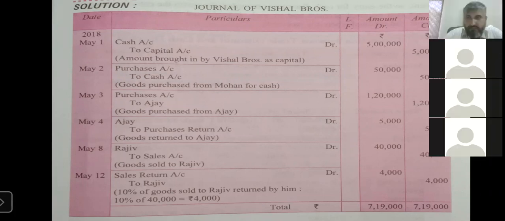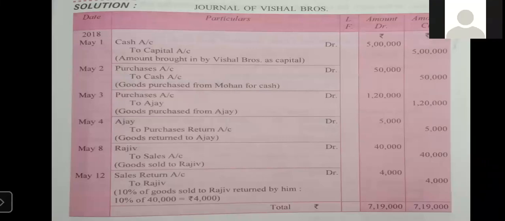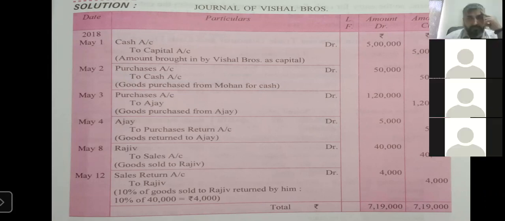Next is May 8. Rajiv account debit to sales account. Narration goods sold to Rajiv. Amount debit is 40,000 and amount credit is 40,000. Last is May 12. Journal entry sales return account debit to Rajiv account because 10% of goods sold to Rajiv were returned by him. 10% of 40,000 is 4,000. So the amount debit is 4,000 and amount credit is also 4,000. Now total of amount debit is 7,19,000 and total of amount credit is 7,19,000. So total debit equals total credit.